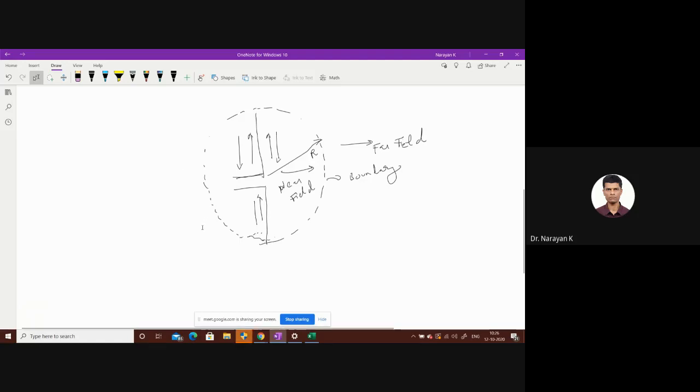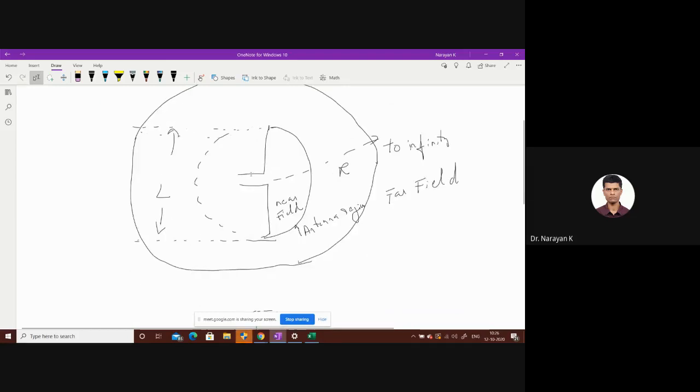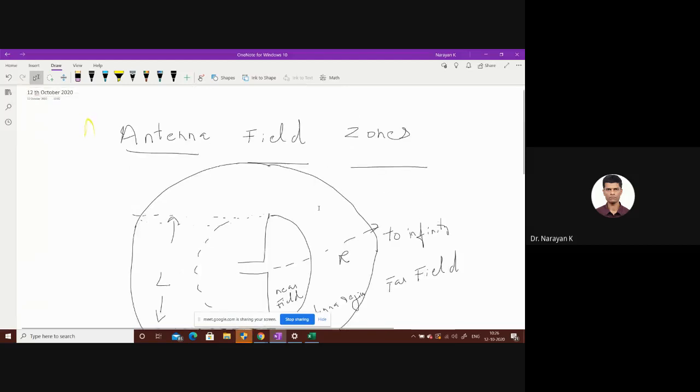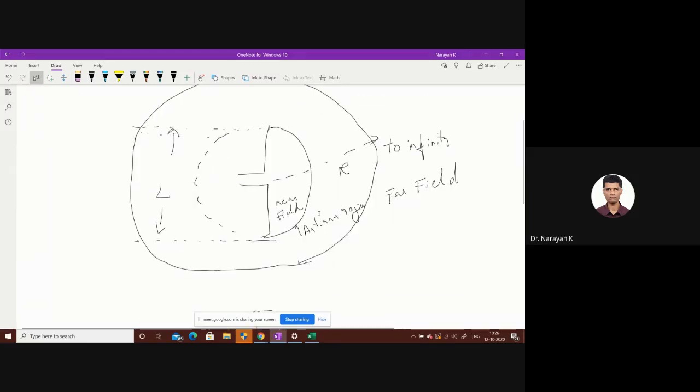Now, suppose this is your antenna, you have something known as your near field region. This is your far field region. This area from here to here, what I am representing, this is your far field region. And this area, what I am talking about here, this is your near field region. Are you able to make out?